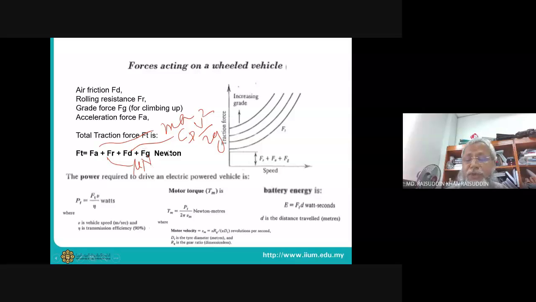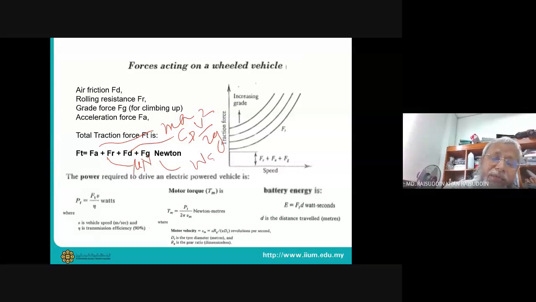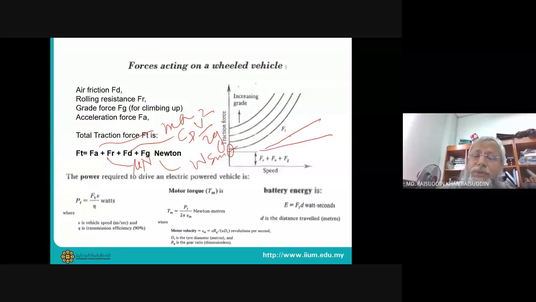And then Fg. Fg is basically the weight of the car, so this is basically W. Consider how the road is inclined, if you have a road. So this is your car. Okay, this is theta, and this is W. So you can calculate. Now this is the amount of force you actually need to run your vehicle.